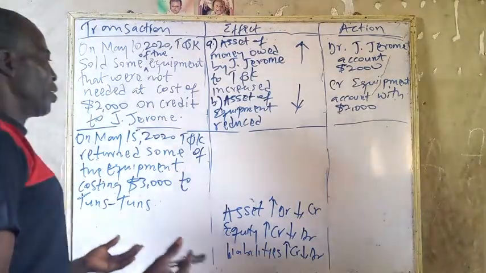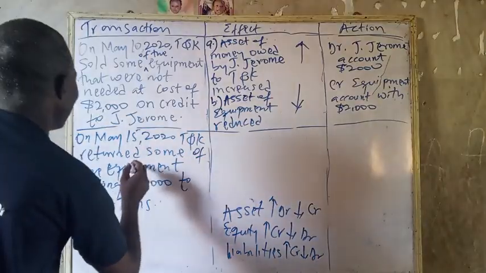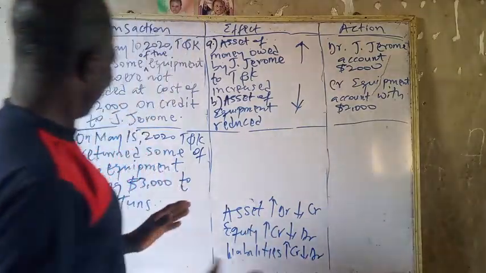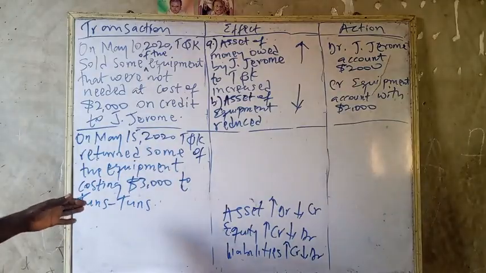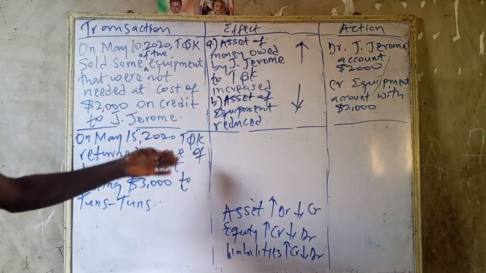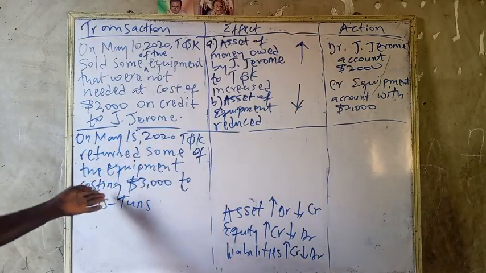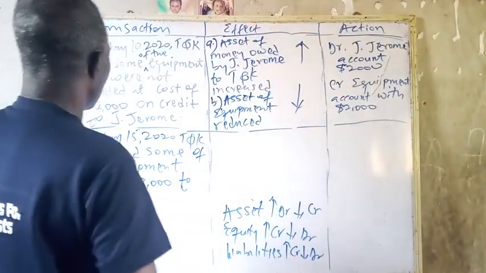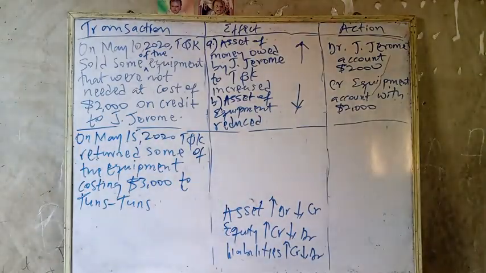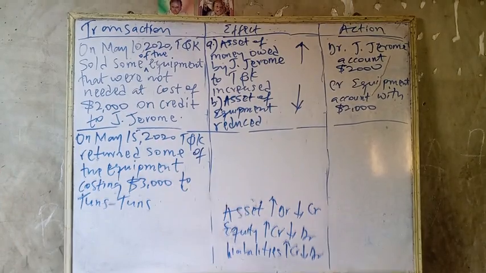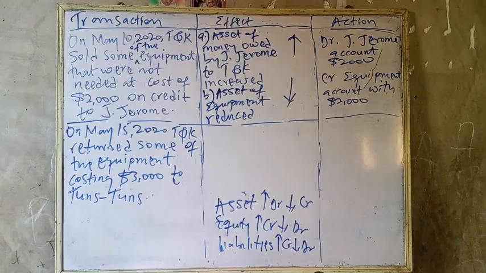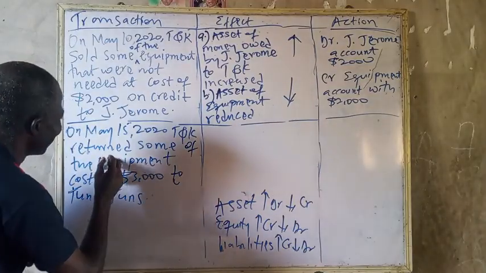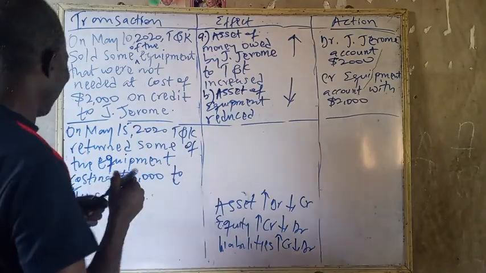Don't mind me going up and down. My children are disturbing, so pardon me for that. Okay. On May 15, 2020, T&K returned some of the equipment costing $3,000 to Toonstones. Just pardon me, my children are disturbing. Yeah. Okay.